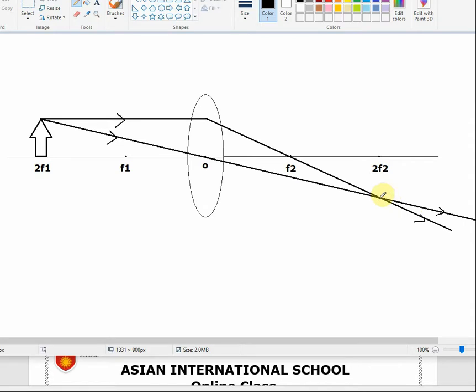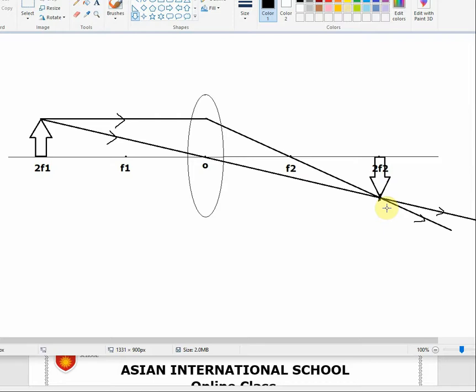So definitely this is the image point. This is the point where the image is formed. So if I draw the image, the image will be this one. Now clearly we can see the image is forming at the center of curvature.